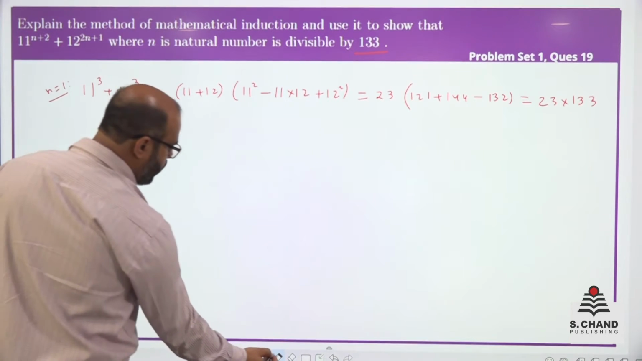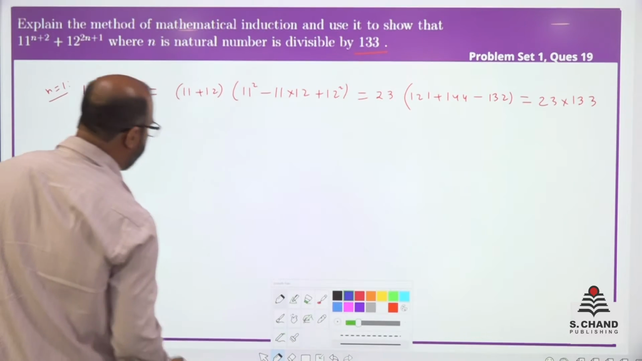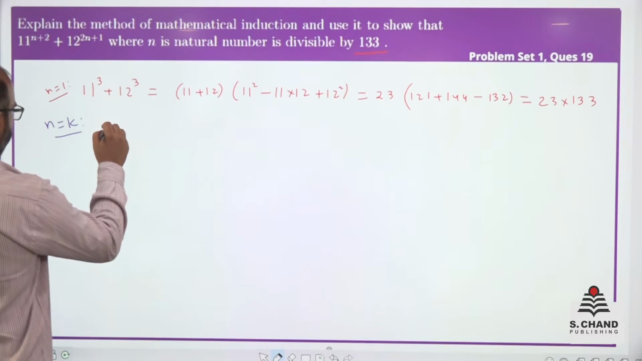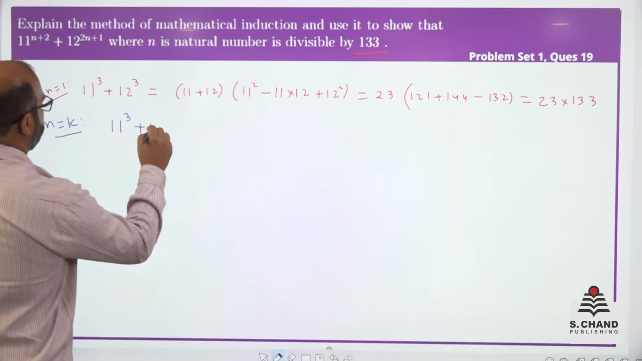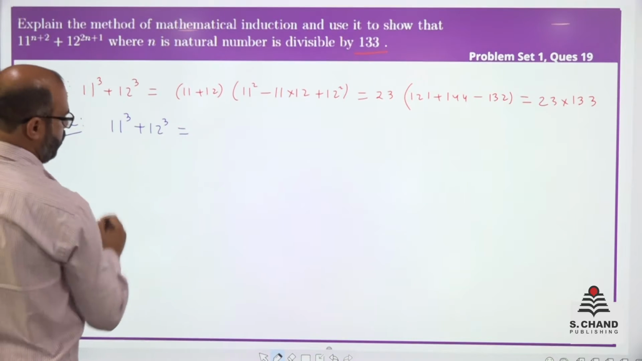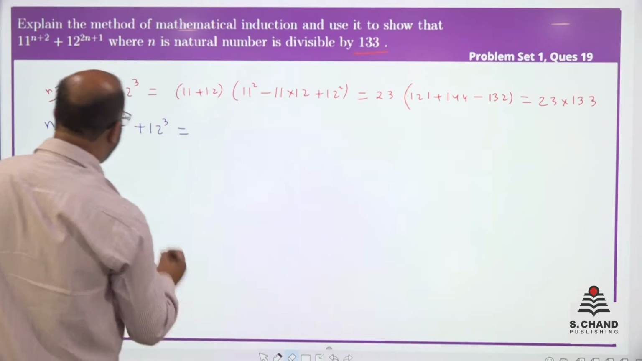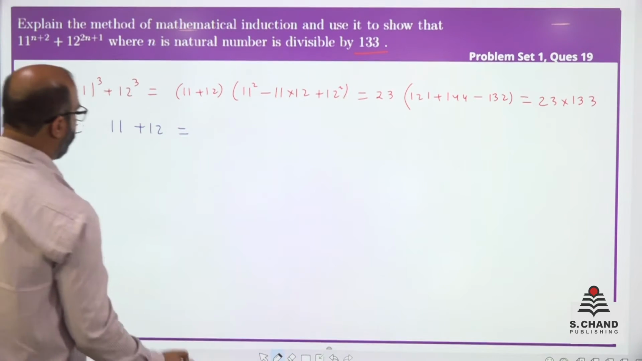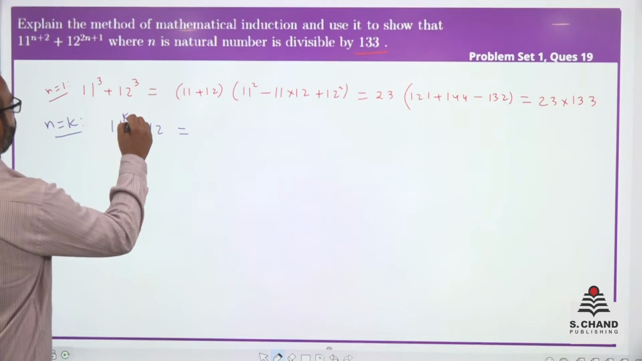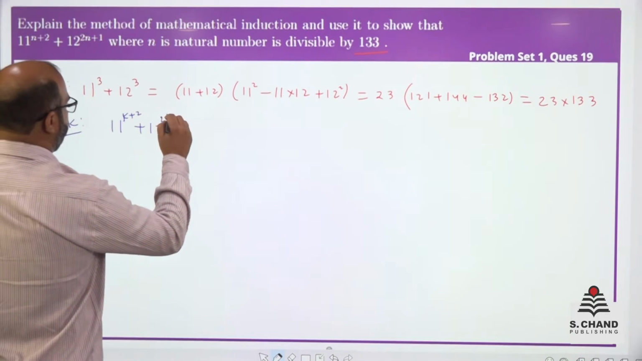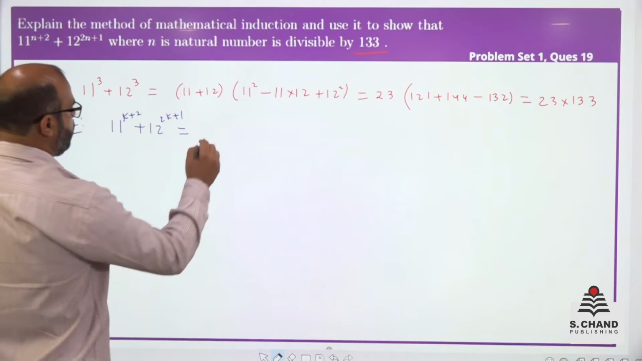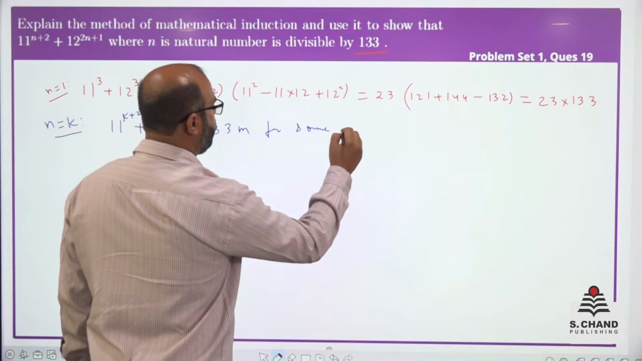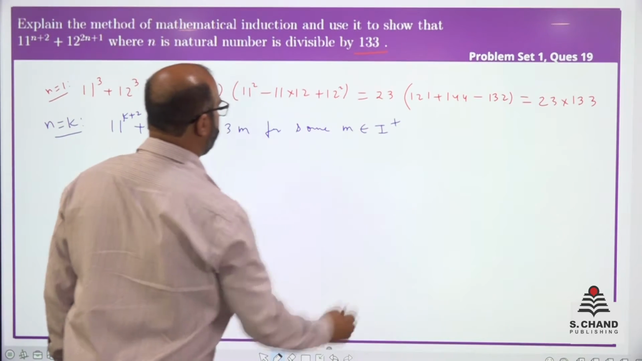Now for n is equal to k, I am taking it for n is equal to k. So for n is equal to k, it is not cube, instead of that it is something else. So for n is equal to k, it is 11 to the power k plus 2 plus 12 to the power 2k plus 1. This is divisible by 133. Suppose it is 133 m for some m belonging to positive integers.